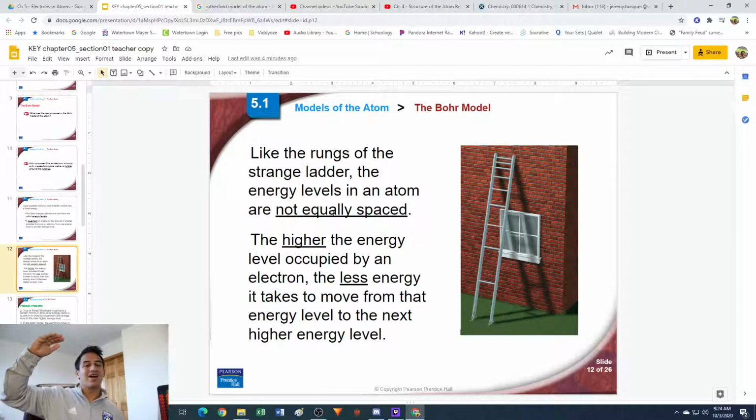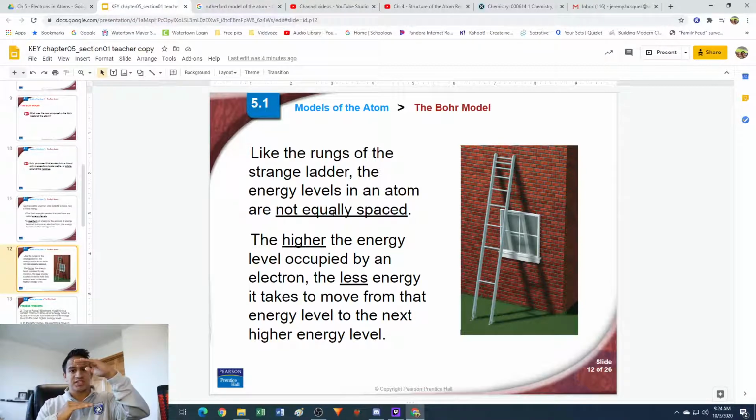But as you get higher and higher on this ladder, the energy levels, the spacing between those rungs, gets smaller. So the biggest jump is from the ground to the first rung, and then from the first rung to the second rung, but from the second to the third it's smaller, and the third to the fourth is smaller, and the fourth to the fifth, it's even smaller. So as you get higher and higher, the amount of energy needed to get to the next energy level gets smaller and smaller. So it's easier to jump at higher energy levels than the low ones.